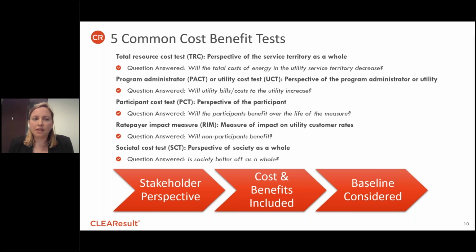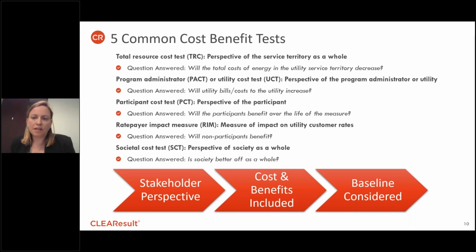What we want to point out here is each test is designed to look at a specific perspective, and it's also designed to answer a specific question. So the total resource cost test is looking at the perspective of, does the service territory as a whole benefit from this offering existing? And the question we're trying to answer is, will the total cost of energy in that service territory decrease as a result of this offering? And each of these 5 tests have different costs and different benefits that are looked at in order to determine whether they are cost effective.